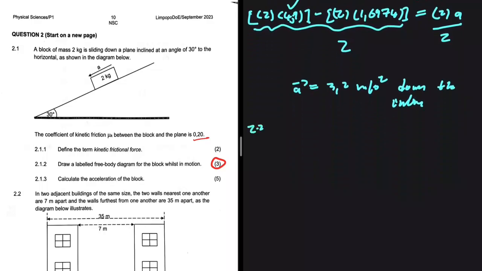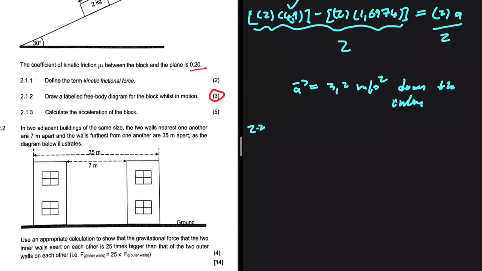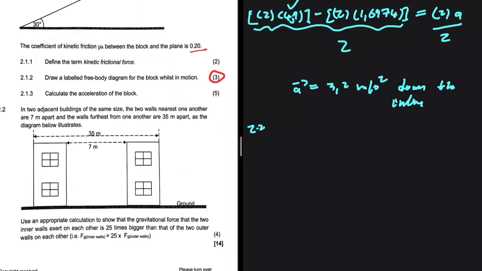Let's do 2.2. In two adjacent buildings of the same size, the two walls nearest one another are 7 meters apart, and the walls furthest from one another are 35 meters apart, as the diagram below illustrates. Right, we can see them. And then the question is saying, use an appropriate calculation to show that the gravitational force that the two inner walls exert on each other is 25 times bigger than that of the two outer walls on each other. So we need to show that Fg of the inner walls is equal to 25 times that of the outer walls. What is Fg?